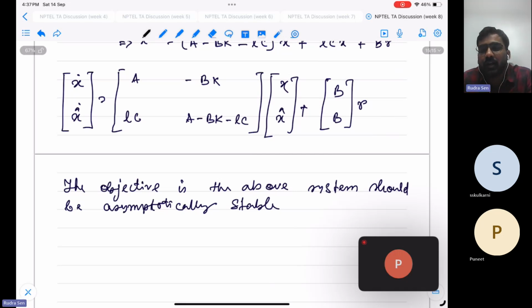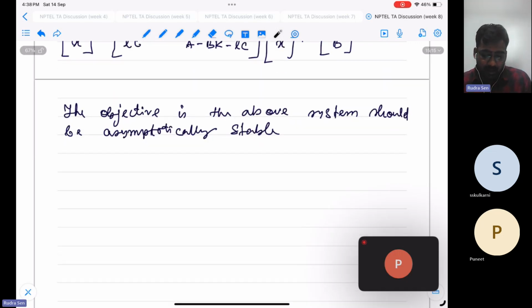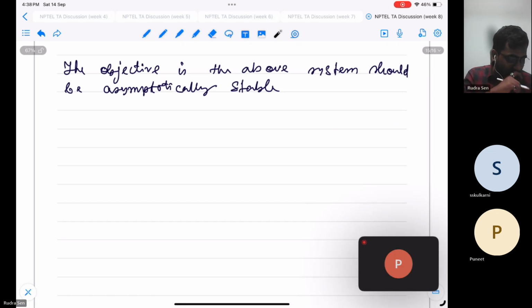We have already studied in the stability part that for a system x dot equals Ax plus Bu, or x dot equals Ax, the system is stable if the eigenvalues of the system matrix lie in the left half of the complex plane. That means the eigenvalues of this matrix should lie in the left half of the complex plane.